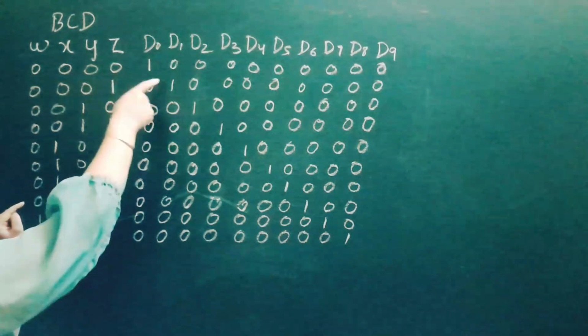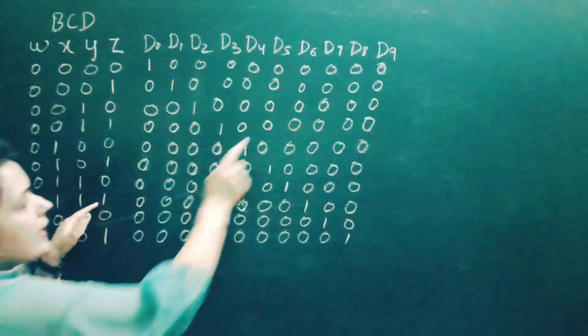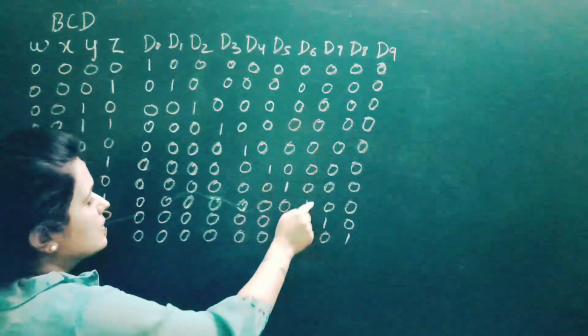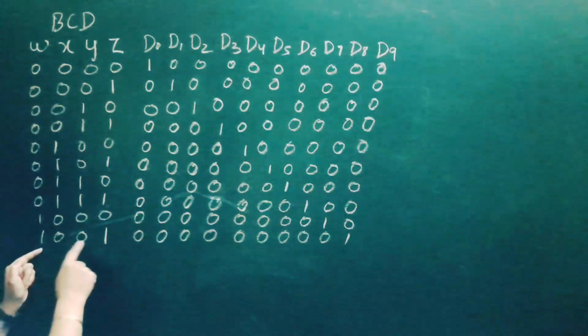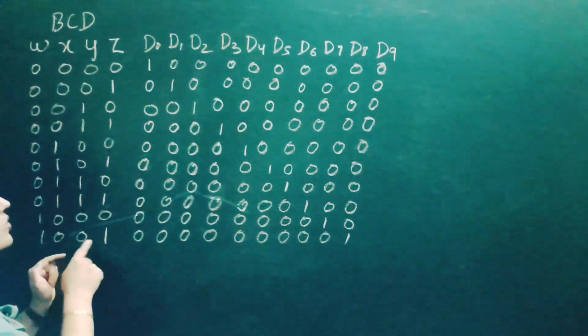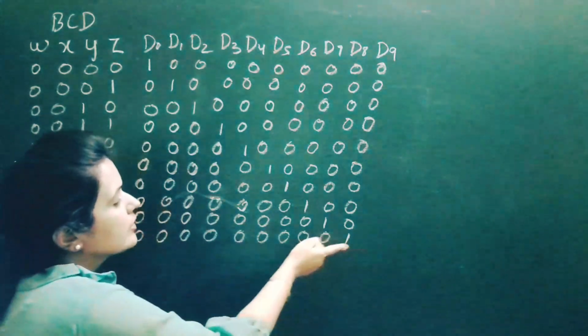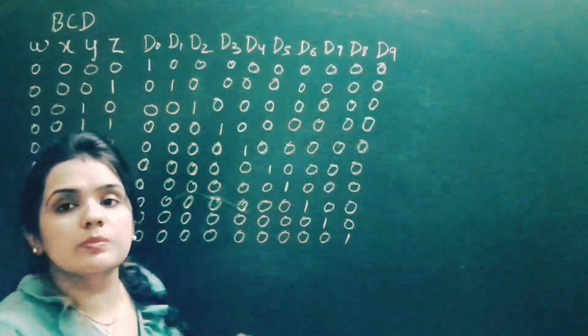When the value of W, X, Y, Z is 0, 1, 1, 1, we get D7 equals 1. D7 is high and the remaining lines will be low. When the value of W, X, Y, Z is 1, 0, 0, 1, in that case D9 will be high and remaining output lines will be 0.